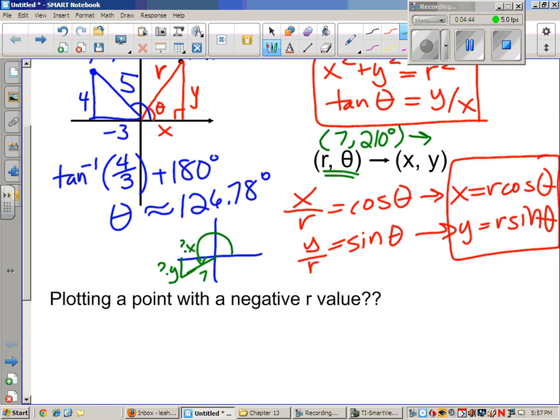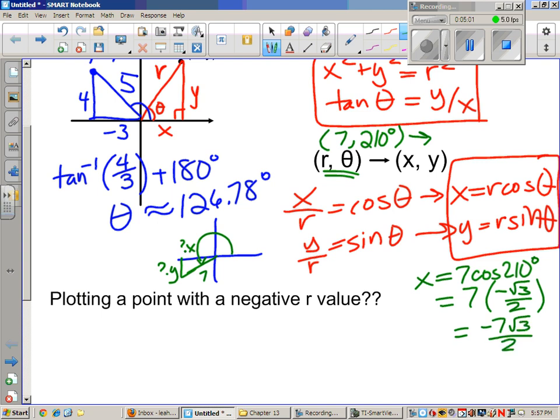So what I could easily do is take this: x is going to equal 7 cosine of 210. Right from my unit circle, I know that cosine of 210 would be negative root 3 over 2. So that's -7 root 3 over 2. And that's some decimal.